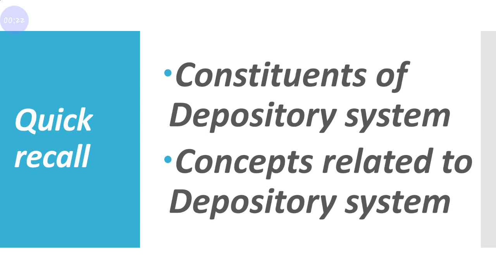Now the constituents of the depository system were, the very first, the depository, second, the depository participant, third, the beneficial owner, and fourth, the issuer company, the company who issues the shares. Then we saw the different concepts related to the depository system.